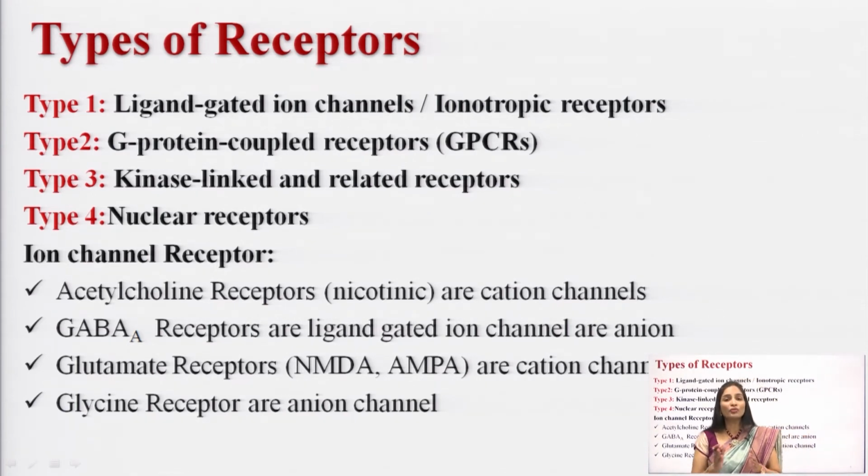So, what type of channel is going to be opened by the particular drug or neurotransmitter? The channels are categorized into anionic channels or cationic channels. If I am talking about acetylcholine or glutamate, both are cationic channels. It will open the sodium channel. And if I am talking about GABA or glycine, these are anionic channels which are going to open the chloride channel.